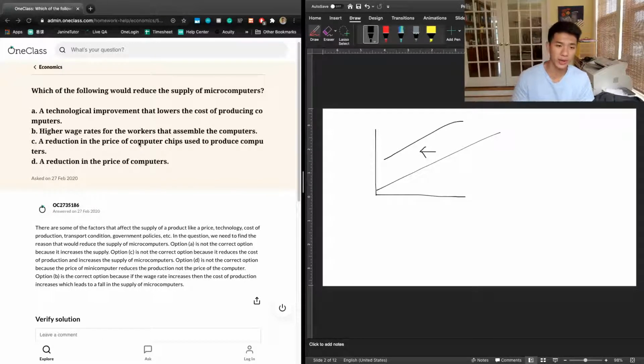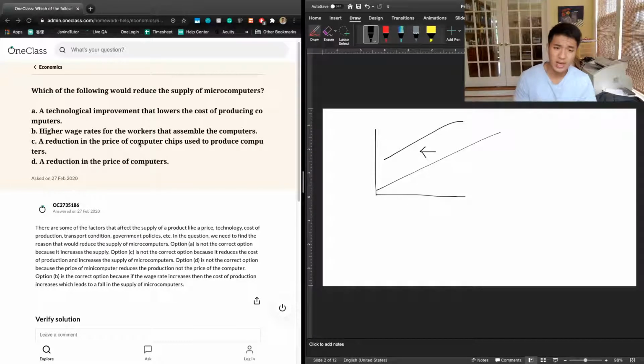B says a higher wage rate for workers that assemble computers. And this seems like a competitive answer, right? A higher wage rate, well, wages are a factor of production. You have to pay the workers to create your computers. And if you pay the workers more, then that means the cost of production has gone up. And therefore, the amount that you can supply at every price level goes down since it's now more expensive to create the same good. So B seems like a really good answer, but we can take a look at the other two answers just to be sure.